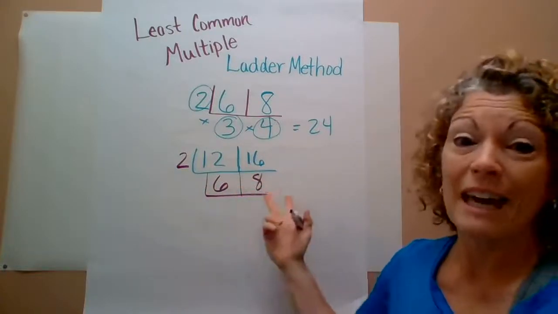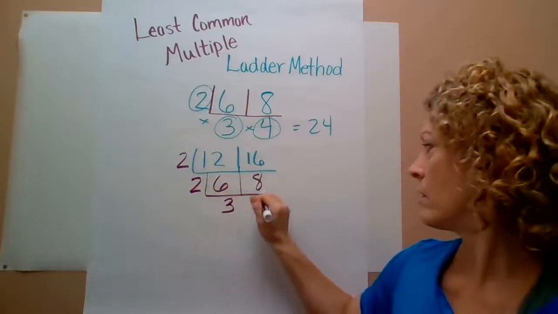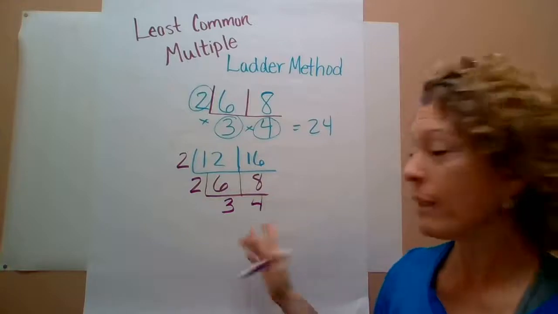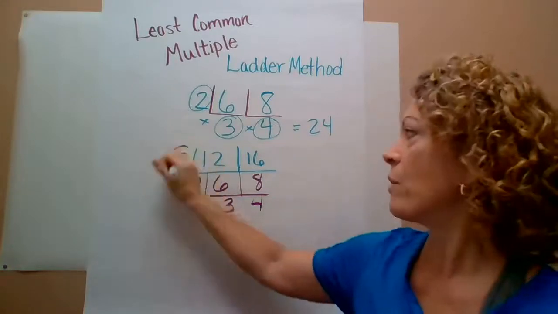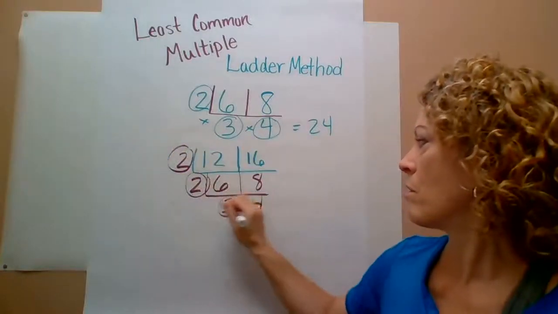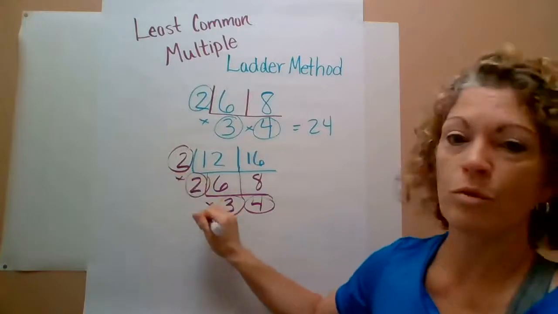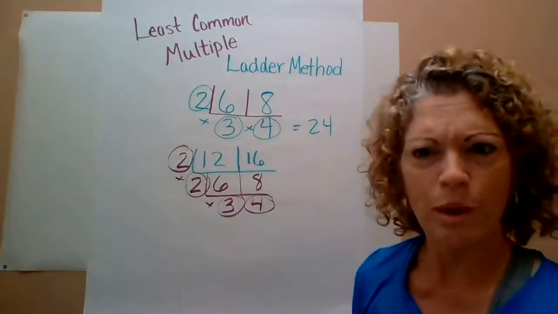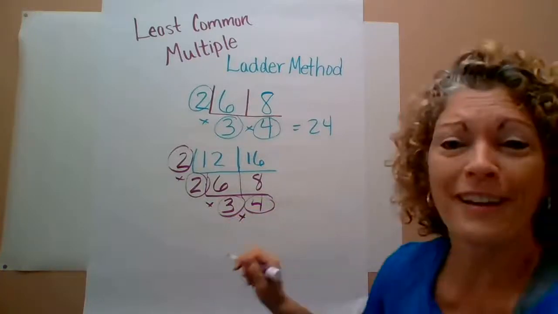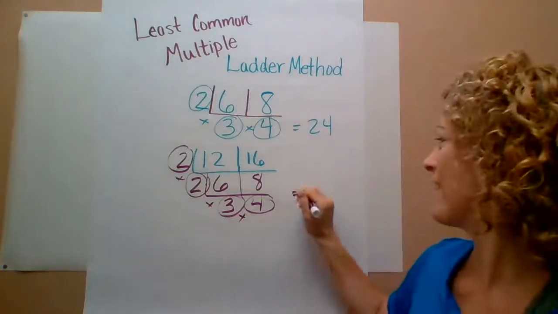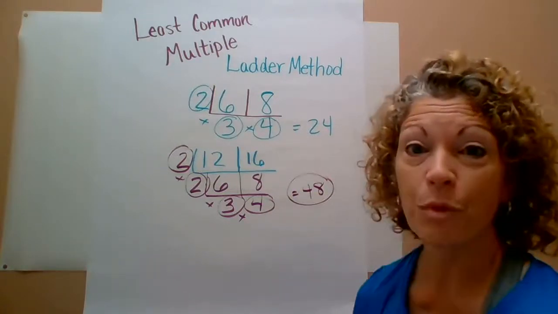And they can see, again, divide by 2 and get 3 and 4. And at this point, 3 and 4 do not have any factors in common, so they can stop there and then multiply all the numbers on the outside. 2 times 2 is 4. 4 times 3 is 12 this morning, right? Yeah. And then 12 times 4 is 48. So we have the LCM of 12 and 16 as 48.